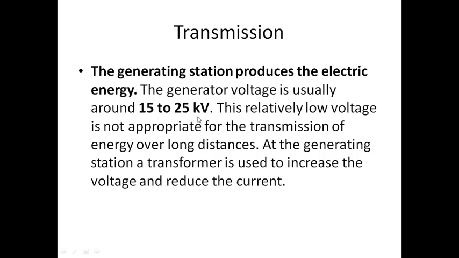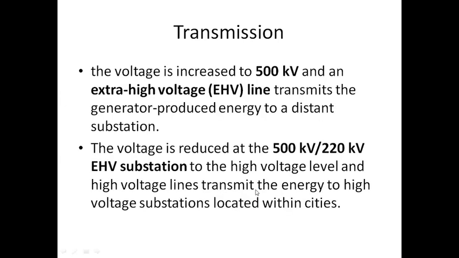So 15 to 25 kV will be produced in the generating station. Since it can't be transmitted over a very long distance, the voltage is increased to 500 kilovolt. It is known as extra high voltage, EHV line transmission. It transmits the generator-produced energy to a distant substation.